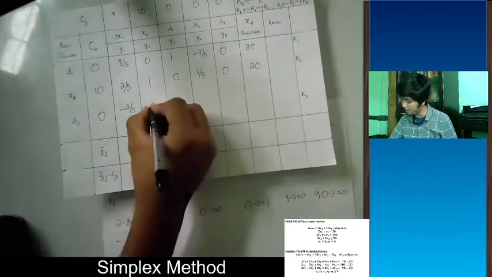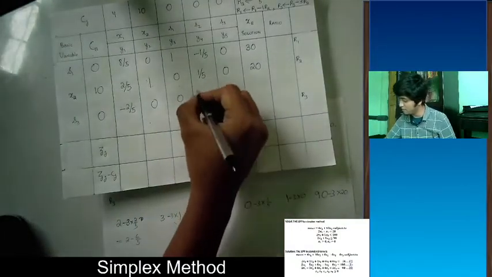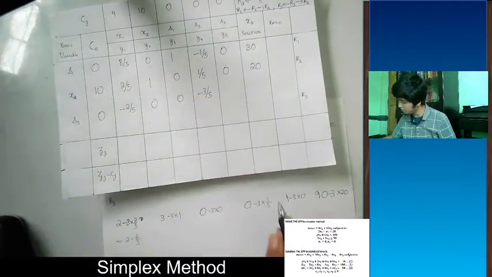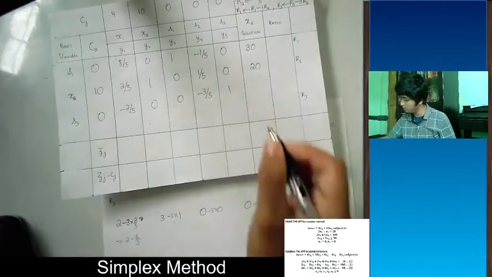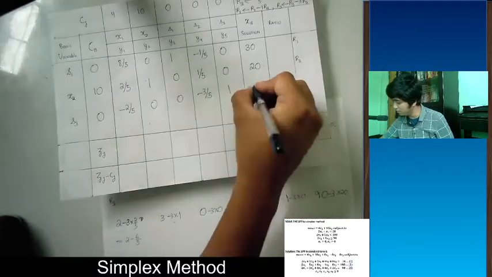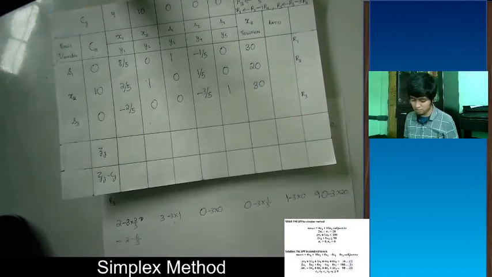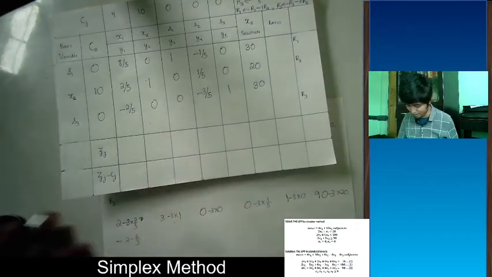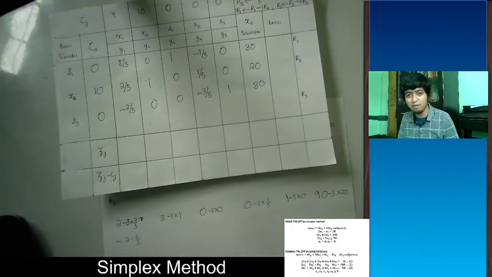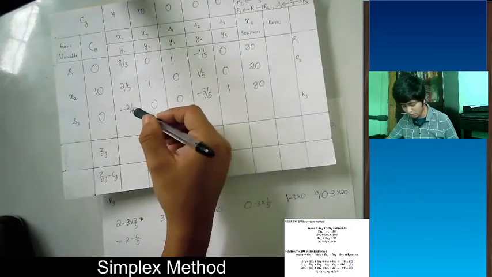Similarly, over here we will be getting 0, 0, minus 3 by 5, 1, 90 minus 60 will give you 30. Okay, so this is what we are getting. So this is the new table. Now let us again calculate Zj and Cj. Just let me compare the values with what they've written in the book.